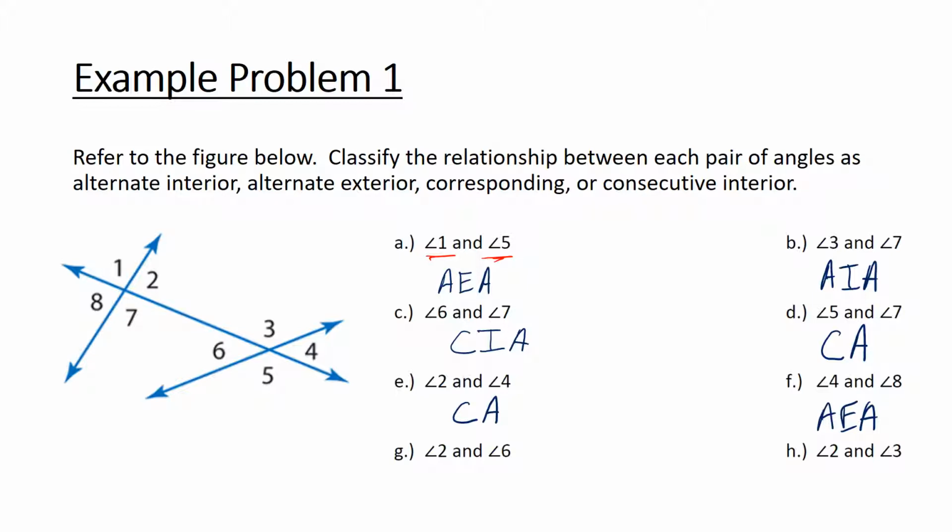Now if we look at question G, we're looking at 2 and 6, which are alternate angles since they're on different sides of our transversal, and both in the interior. So these are alternate interior angles. And for our last question, we're looking at angle 2 and angle 3, which are on the same side of the transversal, both in the interior. So these are consecutive interior angles.